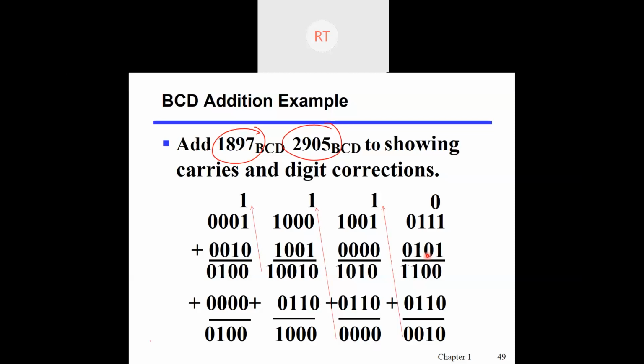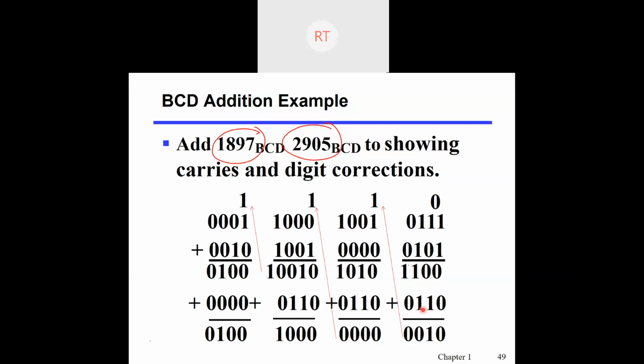And how do we add? We start. 1 plus 1, it's a 2, so 0 carry 1. 1 plus 1, it's a 2, so 0 carry 1. 1 plus 1 plus 1, it's a 1 carry 1, and a 1. Now, I look at this value. Is it greater than 9? What do you think? It is 12. So 12 is greater than 9.